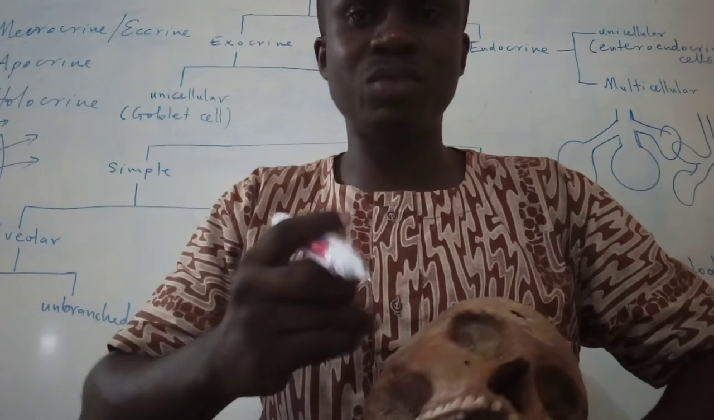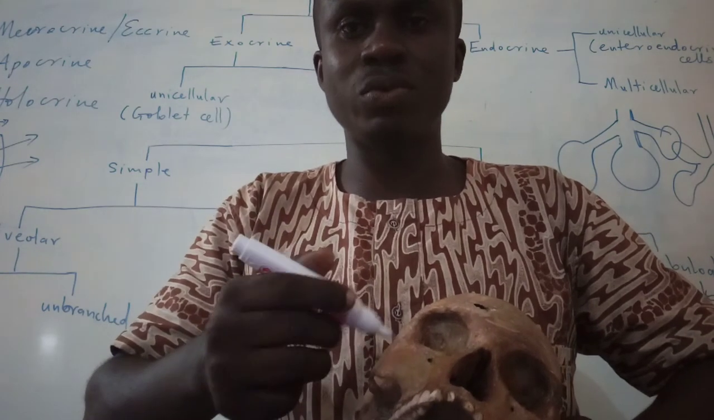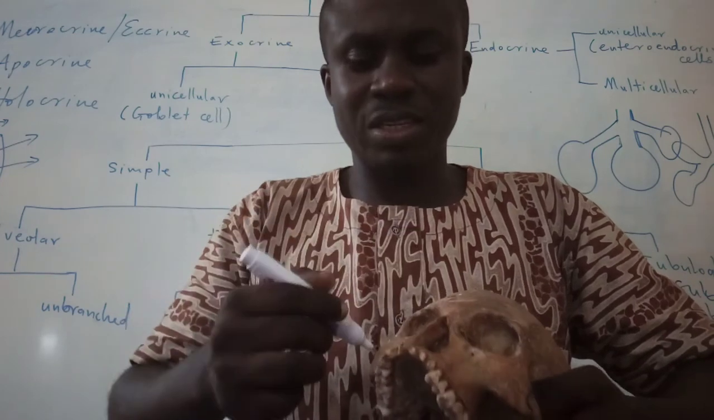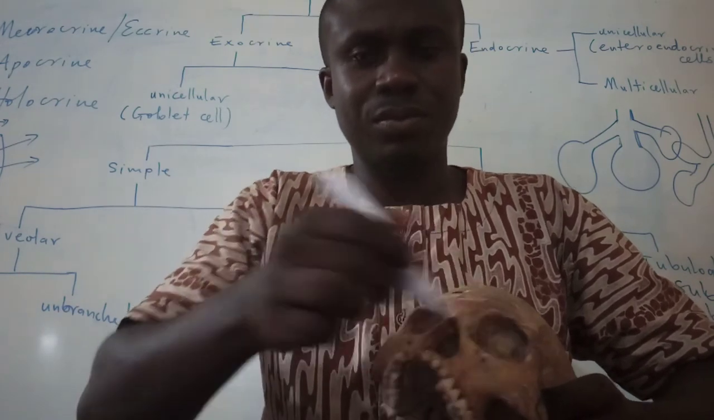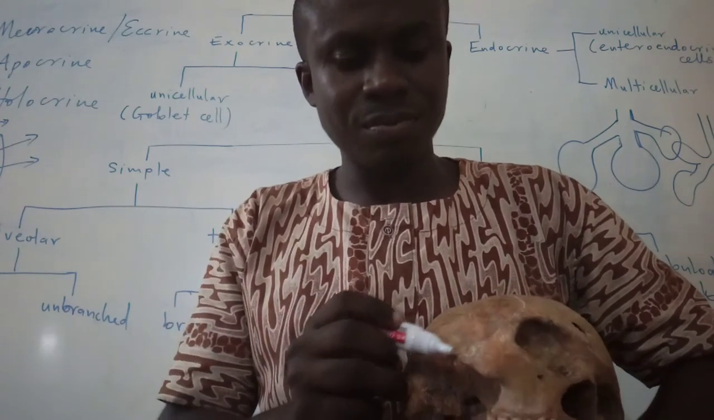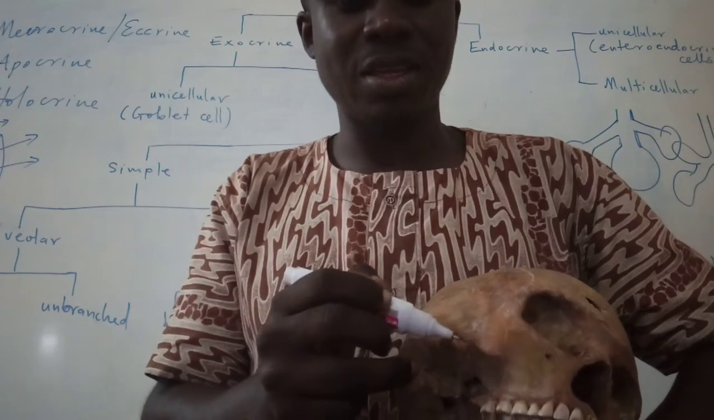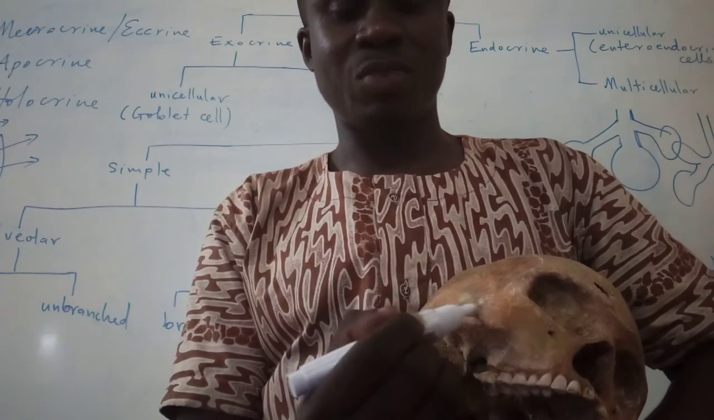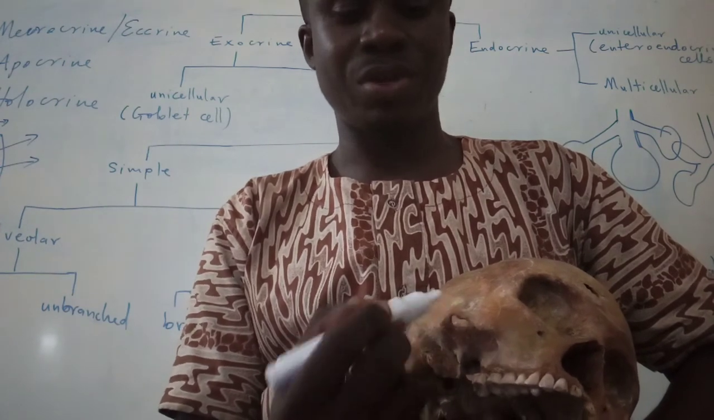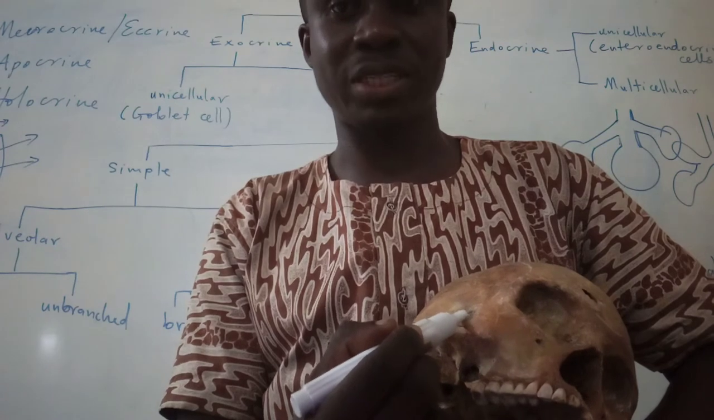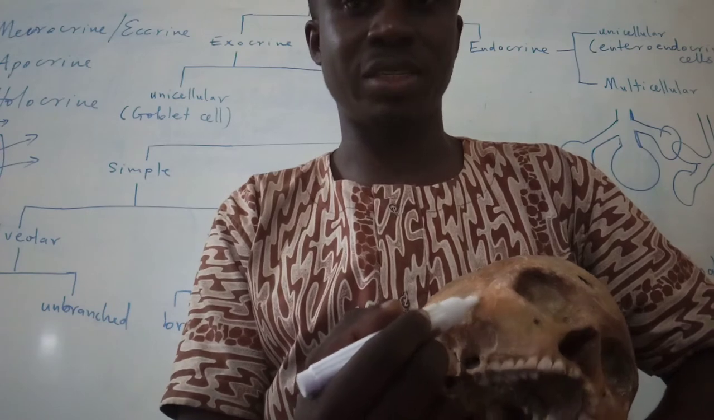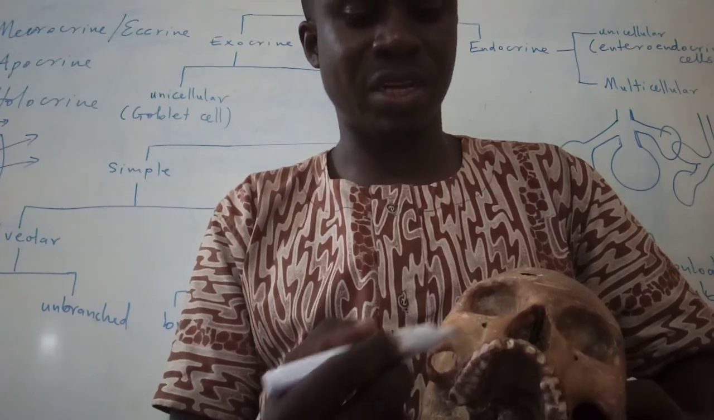This is a zygomatic bone, the cheek bones. These zygomatic bones are the prominences, and we can find this over here. Now, there's a process which is going to articulate with the temporal bone. Therefore, we call this the temporal process of the zygomatic bone. And these are the prominences that we have.